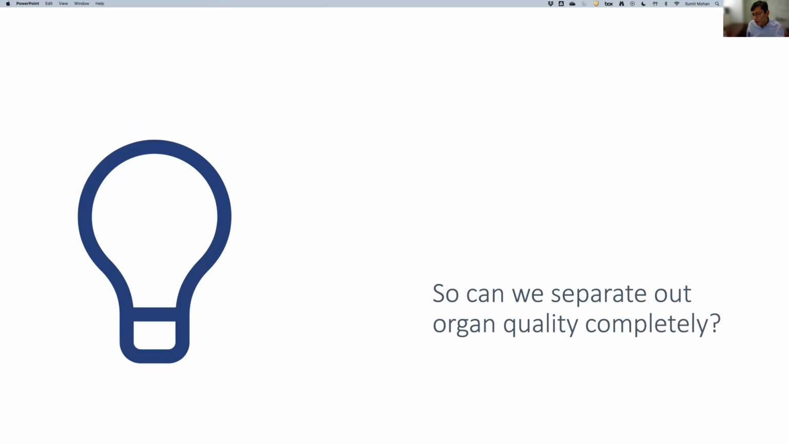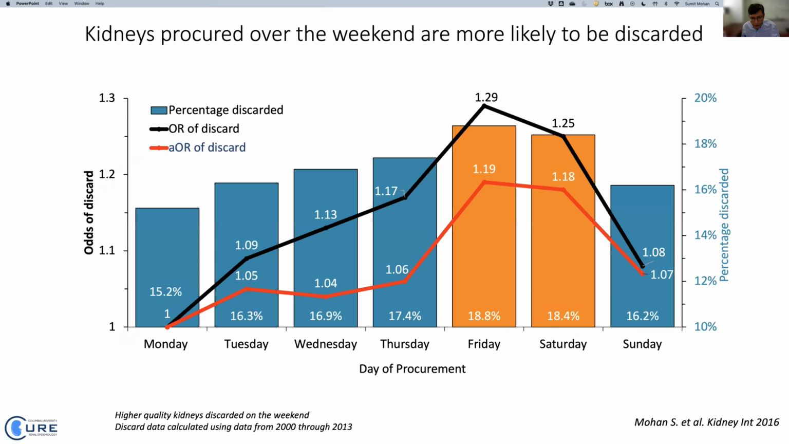Now, if we want to understand whether we're having systemic problems in terms of the organ discard, we have to separate out organ quality completely. So how do you do that? So I had a medical student in my lab who was interested in looking at whether cause of death was associated with discard rates and organ utilization rates and transplantation rates. So we stratified organs by days on which these organs were procured.